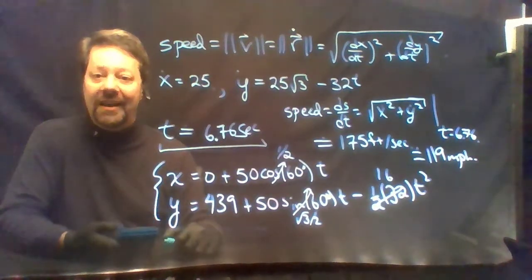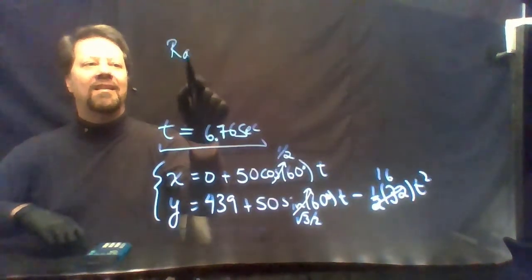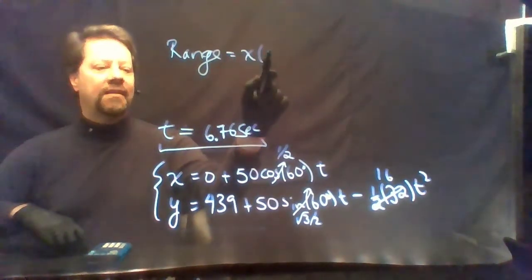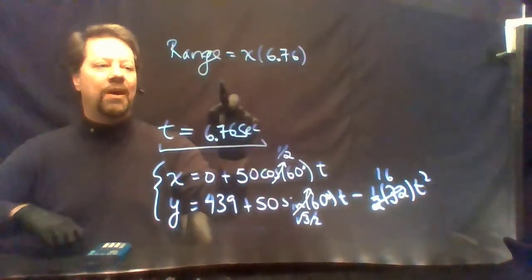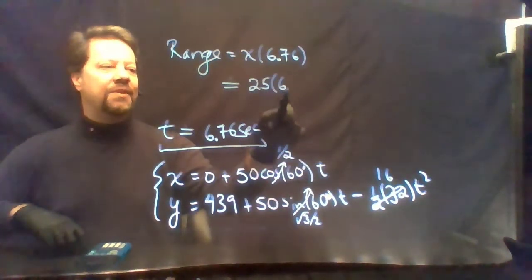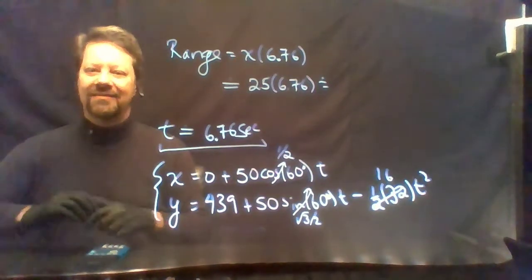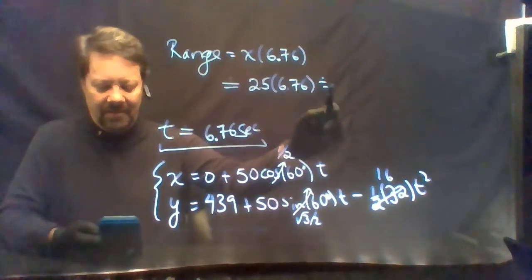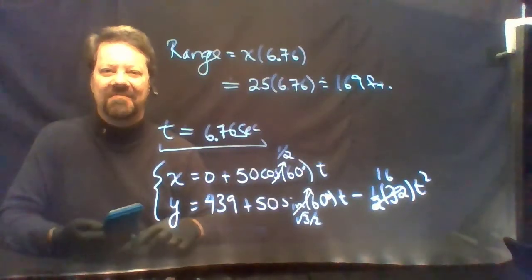That leaves one unanswered question. What is the range? The range should be the x-coordinate evaluated at the time that the rock splashes down into the water. So that's going to be 25 times 6.76 seconds, or about 169 feet.